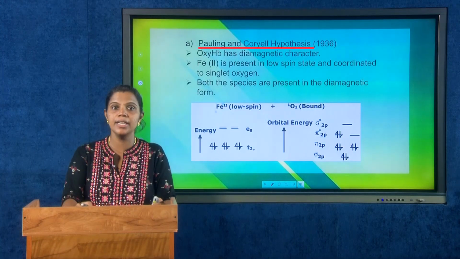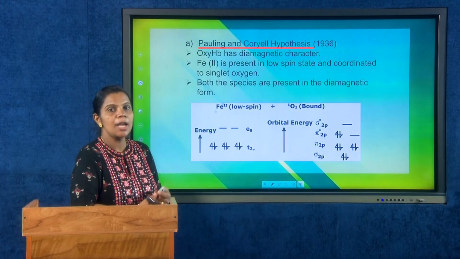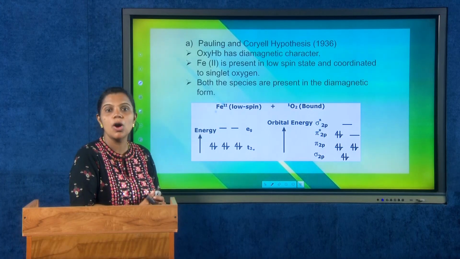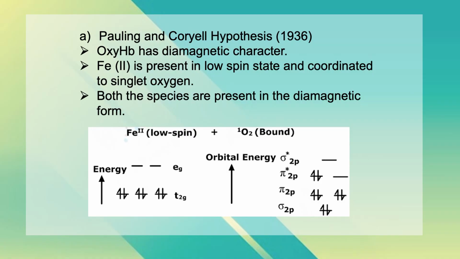First, let us see the Pauling and Coryell hypothesis. The hypothesis says that the oxyhemoglobin is actually diamagnetic in nature. So, here what happens is that the iron 2+ is present in the low spin state and is coordinated to the singlet oxygen. So, both the species are present in the diamagnetic form.